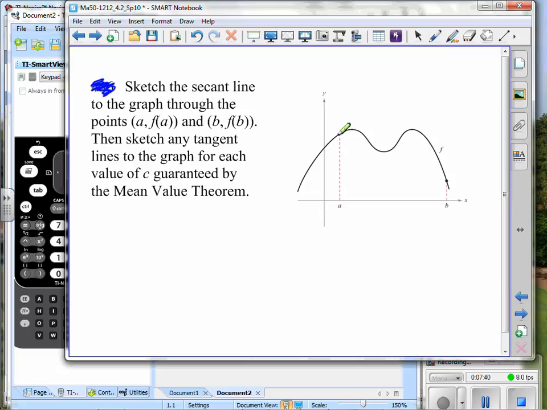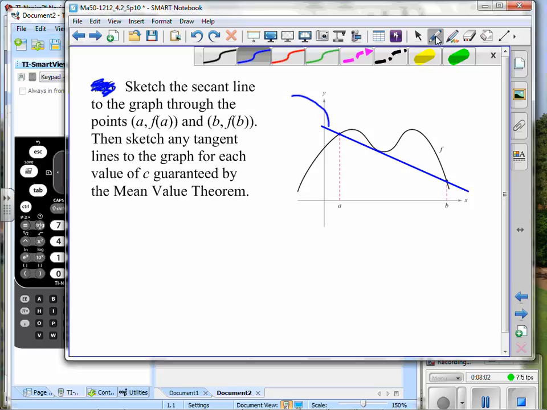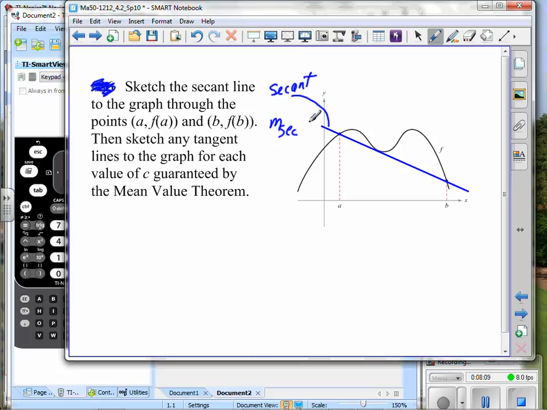If I draw, let's see if I can draw a line through that. There we go. Not bad. Okay, so there's my curve. There's my secant line. I'll get my words here in just a minute. So this is my secant. I'll go back to the regular pen now. This is the secant, and we can find the slope of the secant to be something negative.